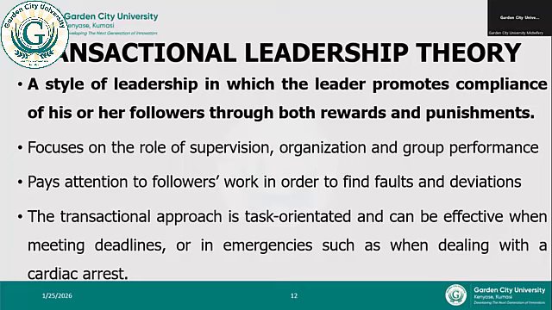So we say that the transactional approach is task-oriented and can be effective when meeting deadlines and in emergencies, such as when dealing with a cardiac arrest. So the cons of this transactional leadership is that it is looking at reward and punishment straightforwardly; it is task-centered. What you ask the person to do is what he's going to do, because if he doesn't and does otherwise, he's going to be punished. So these are people who follow rules and regulations as they are told.